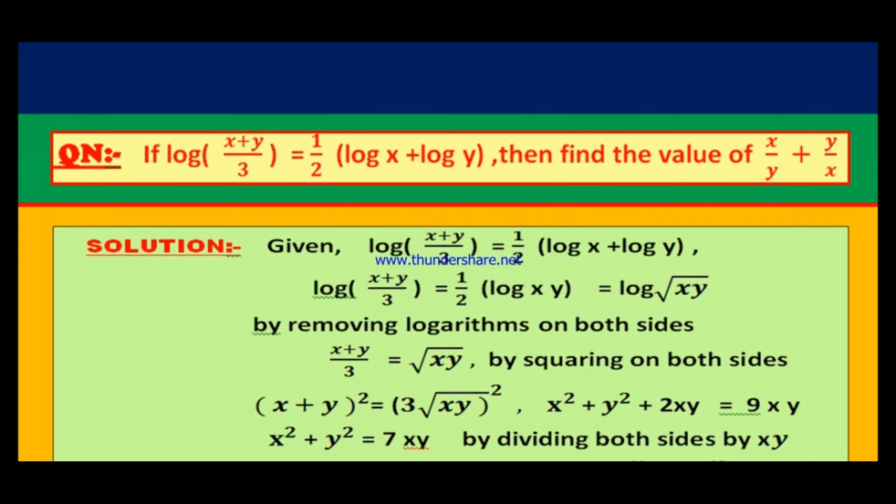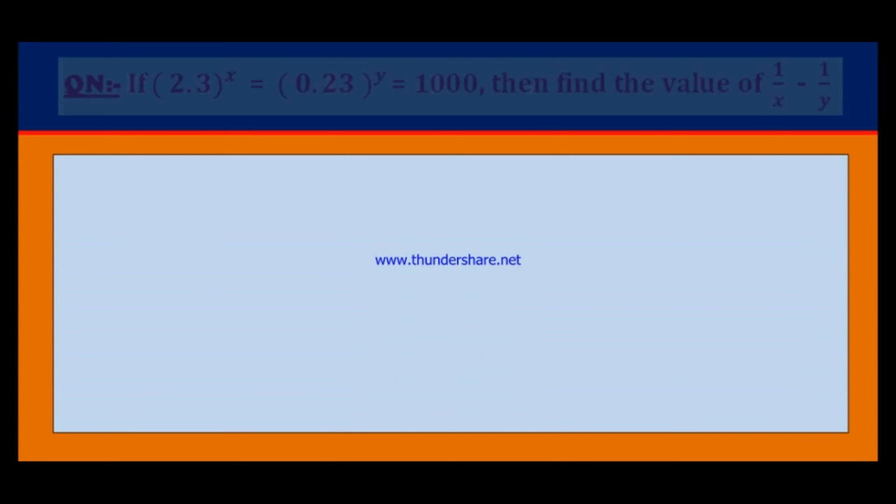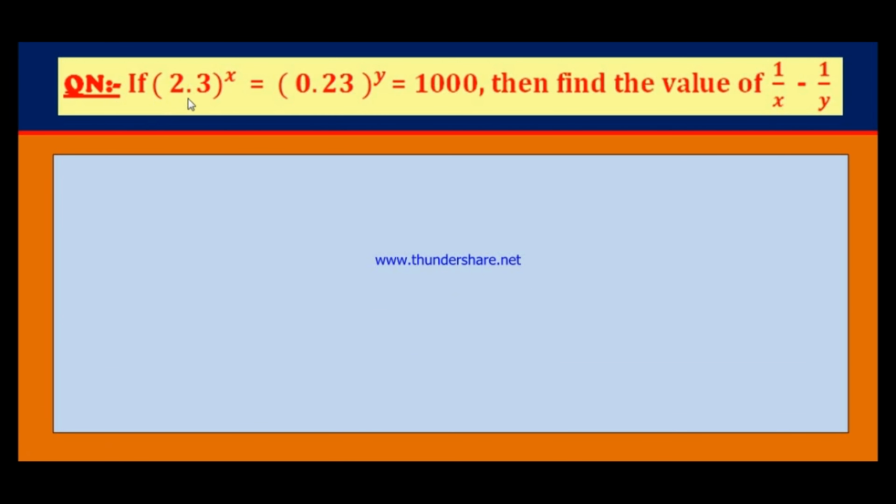And we will see another question. If 2.3 whole power x is equal to 0.23 whole power y is equal to 1000, then find the value of 1 by x minus 1 by y. I shall repeat. If 2.3 whole power x is equal to 0.23 whole power y is equal to 1000, then find the value of 1 by x minus 1 by y.